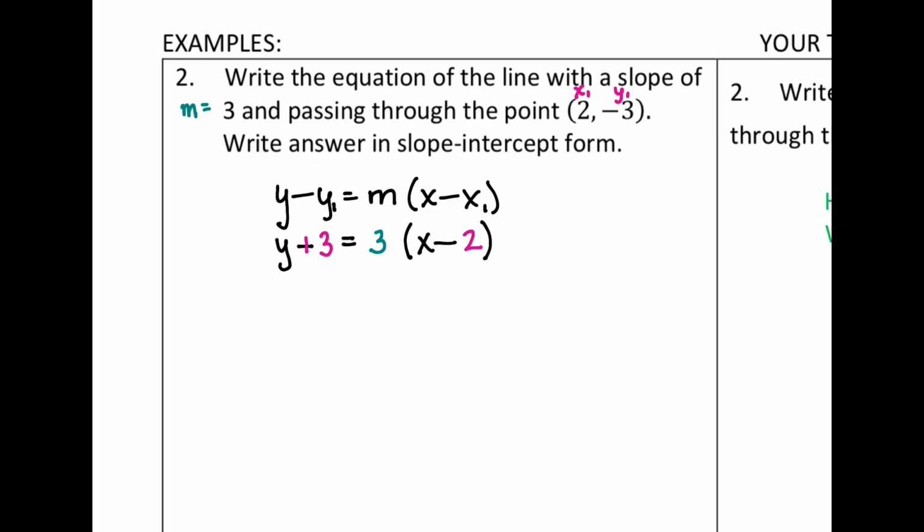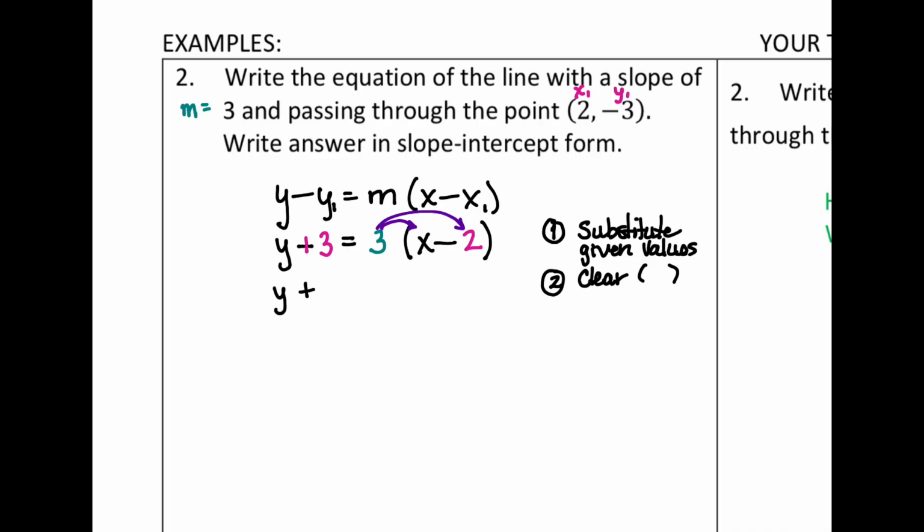Once you get it set up, you're going to distribute. So that's clearing the parentheses, right? So we're going to do 3 times x and 3 times negative 2. Y add 3 is equal to 3x minus 6. And then get y by itself. And you're done. Well, almost. And I'll show you here just a sec.